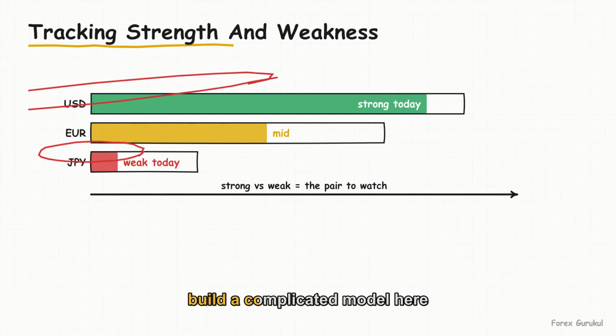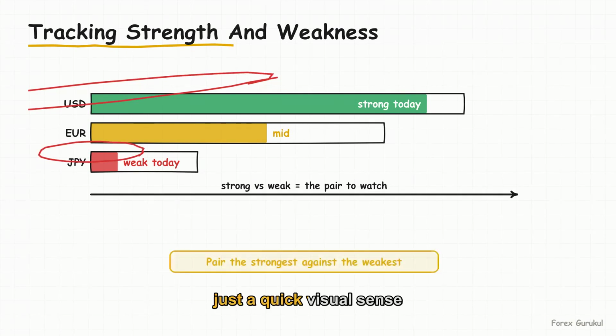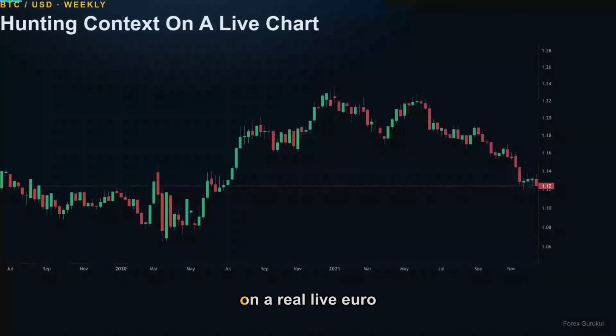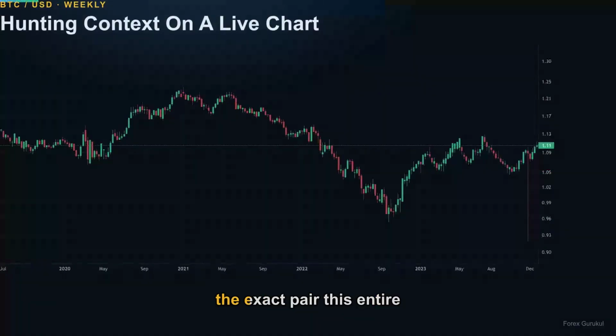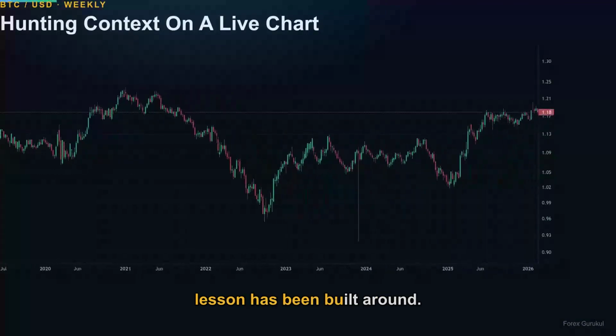You are not trying to build a complicated model here, just a quick visual sense of who is strong, who is weak, and where the imbalance is largest right now. Let's put this to work on a real live euro against dollar chart right now, the exact pair this entire lesson has been built around.